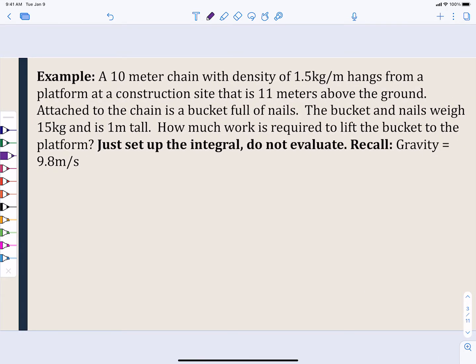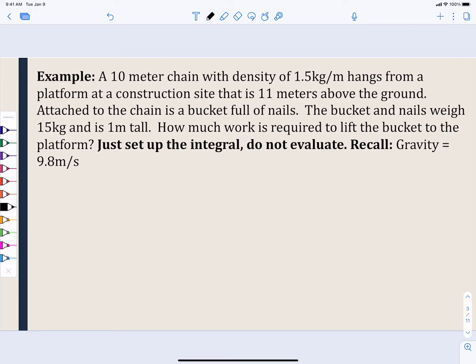All right, so this one, we've got a 10-meter chain with a density of 0.5 kilograms per meter, hangs from a platform at a construction site that is 11 meters above the ground. So that chain doesn't reach all the way to the ground. Attached to the chain is a bucket full of nails. The bucket and the nails weigh 15 kilograms and that bucket's 1 meter tall. So how much work is required to lift the bucket to the platform? And we just want to set up the integral. So again, I'll take a moment and pause if you would like.